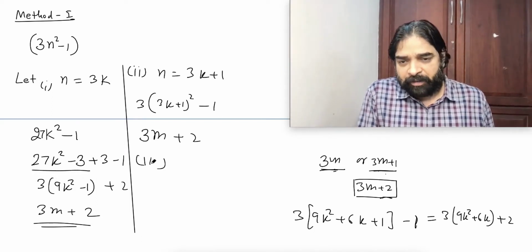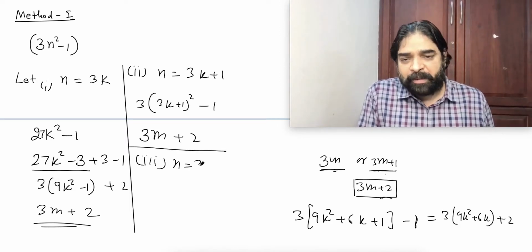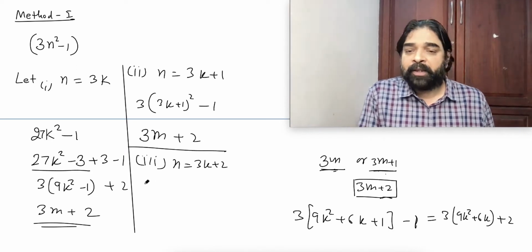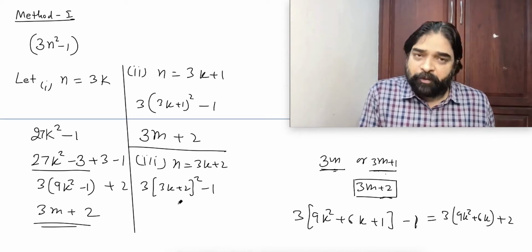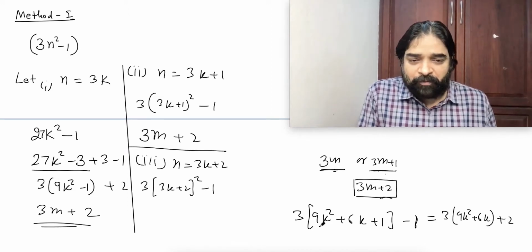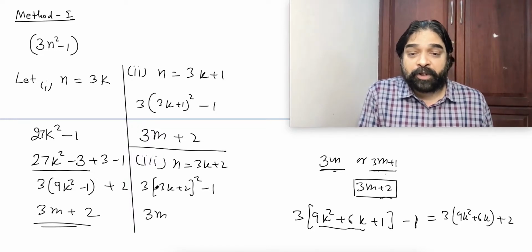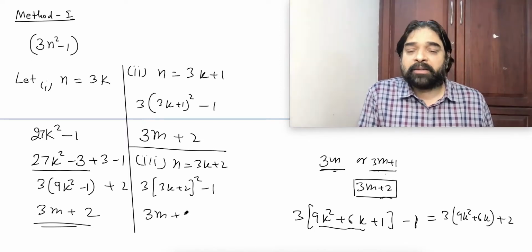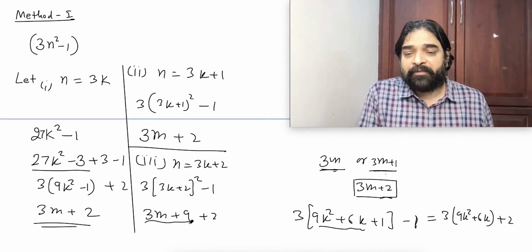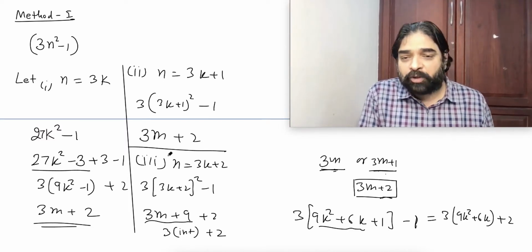Now last possibility. What is the last possibility? Let's think. n equal to maybe 3k plus 2. If you put it here, you will get 3 into 3k plus 2 whole square minus 1. If you square it, first two terms will surely be 3 into something. So that will be 3m plus 4 into 3, 12. 12 minus 1, 11. And 11 I can write as 9 plus 2. And this is again 3m form. So this again is coming 3 into some integer plus 2 form. So this is also 3m plus 2 form.